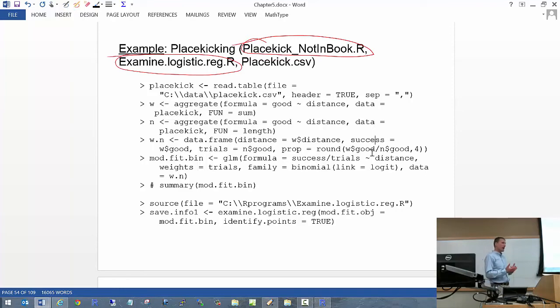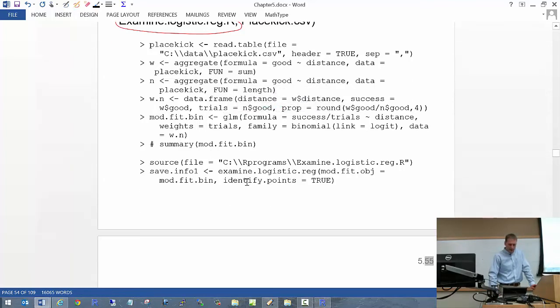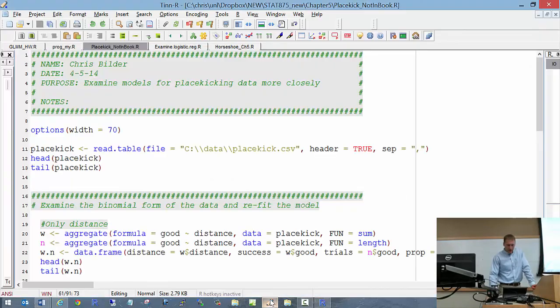So again, we need our data in explanatory variable pattern form, so I change it to that form the usual way. Then I estimate the model using the GLM function. The function itself is in my file examine.logistic.reg.r. That file is on my book's website. You can download it.